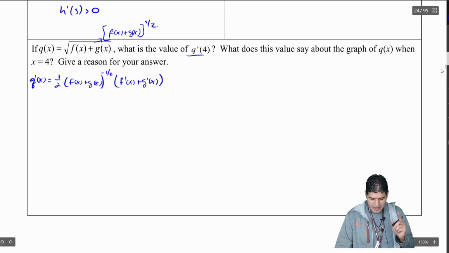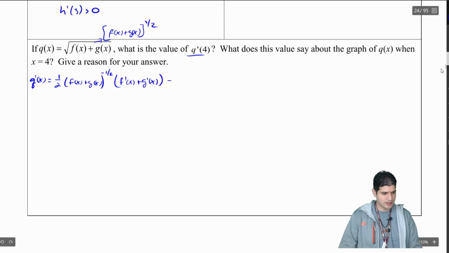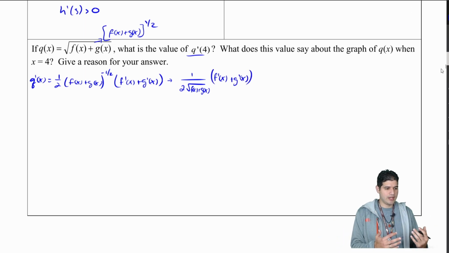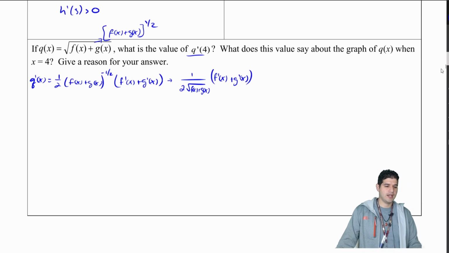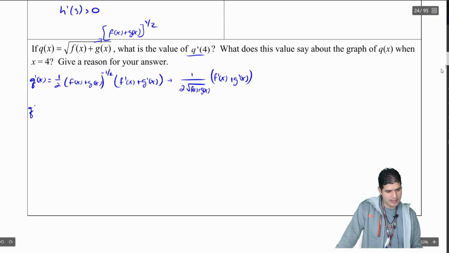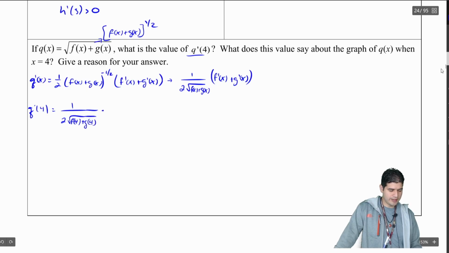I'm going to rewrite this just a little bit. That's 1/2 square root of f plus g, times f prime of x plus g prime of x. I'm not going to smush it all together, since I'm not worried too much about it, because it's more about whether I can apply this at 4. So I'm going to get 1/2 square root of f of 4 plus g of 4, times f prime of 4 plus g prime of 4. We'll figure that out.